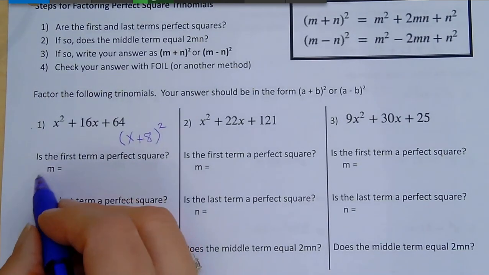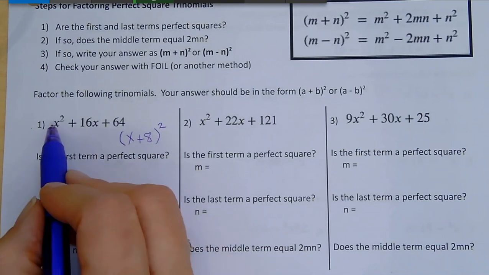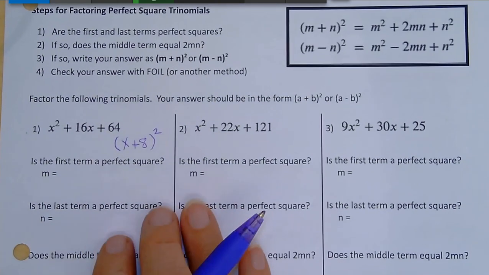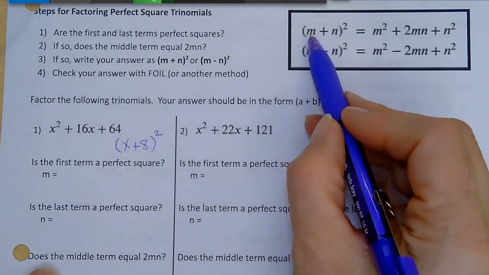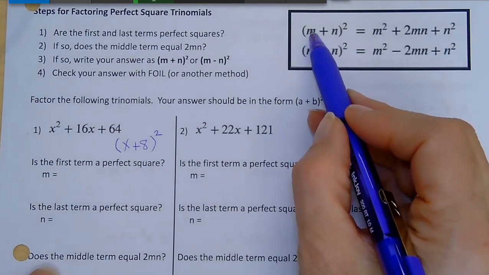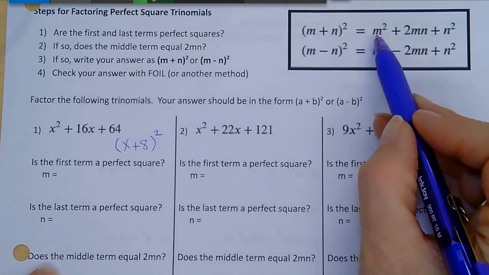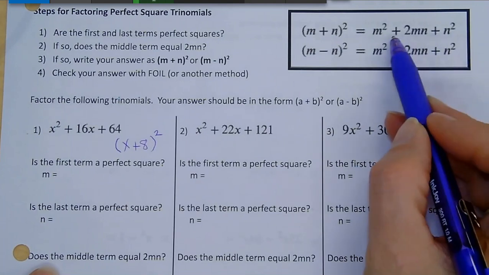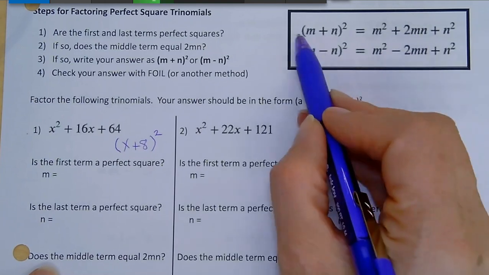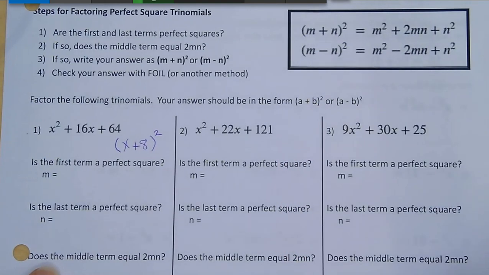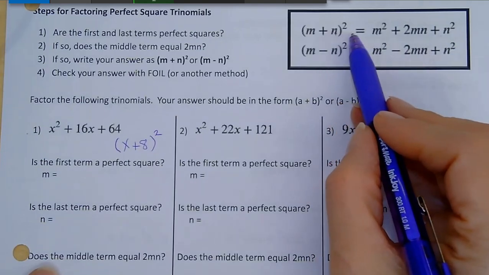Okay, so let's break this down. The questions you ask yourself, you say, is the first term a perfect square? x squared is a perfect square. Now my m and my n, we're going to just throw all kinds of variables at you. Generically, I can say anytime I have a binomial that's m plus n, and I square it, I know it's going to be a perfect square trinomial that looks like this. First term squared plus double the product of the two terms plus the last term squared. Okay, so that's just generic.